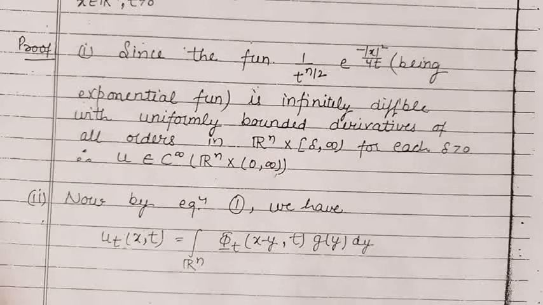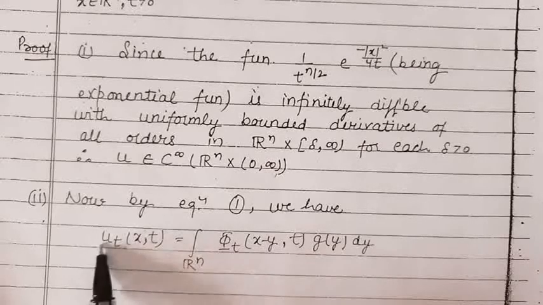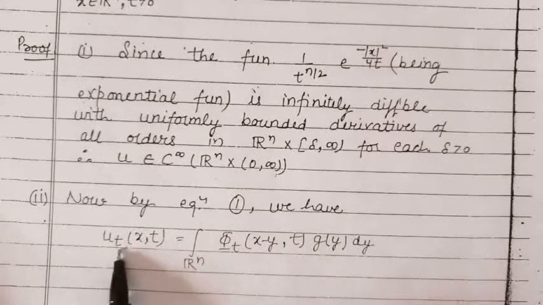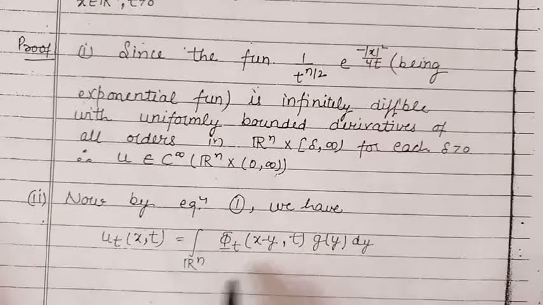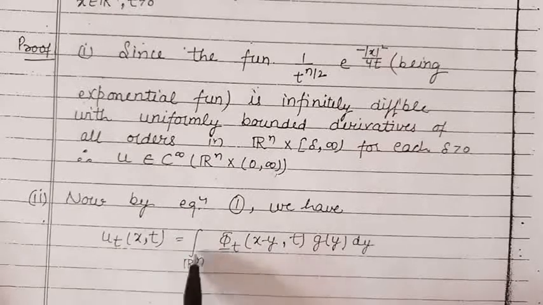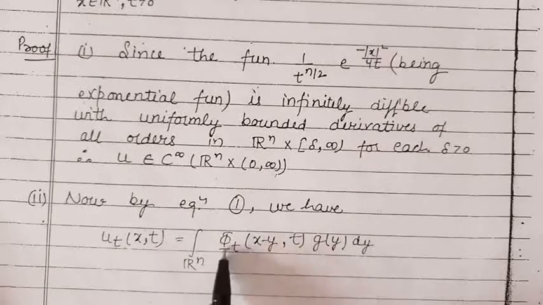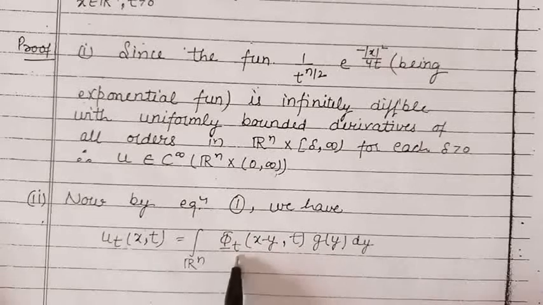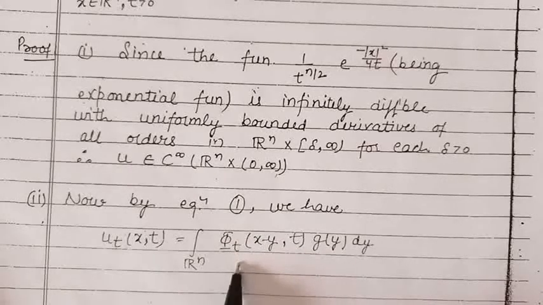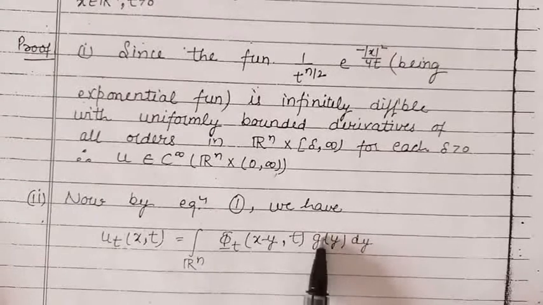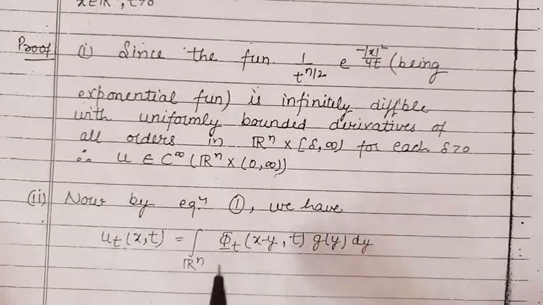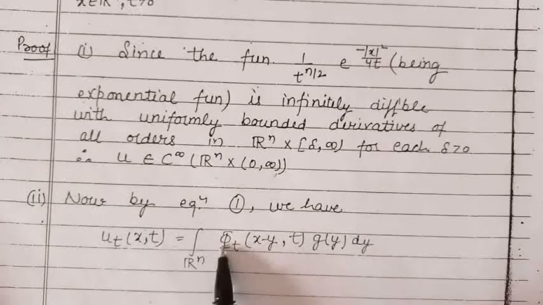Now, in the second part, we prove that the function u satisfies the heat equation. So we require the partial derivative of u with respect to t and also the Laplacian of u with respect to x. Let us find them one by one. Differentiating function u partially with respect to t, from equation 1, this partial derivative is given by the integral over Rn of phi t into g. Phi t means the partial derivative of function phi with respect to t. Here g is not a function of t, so the partial derivative will be only of the function phi.